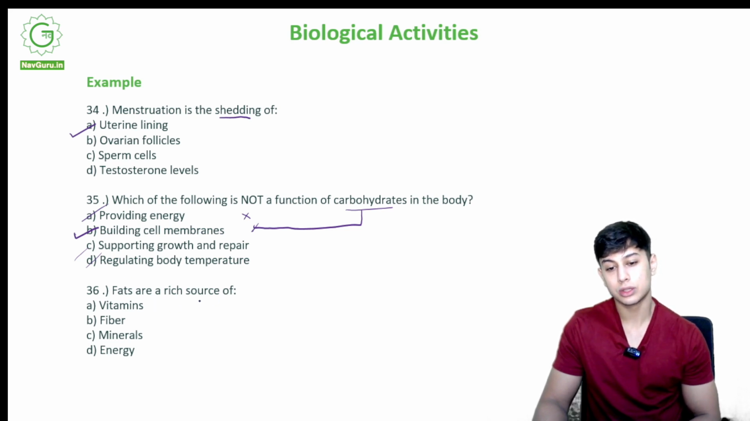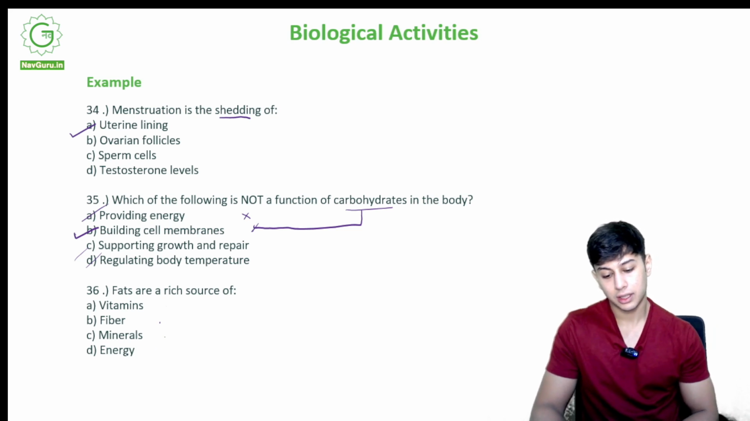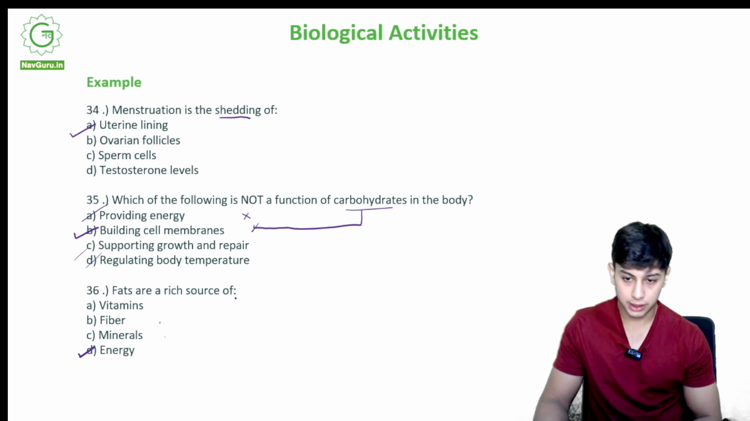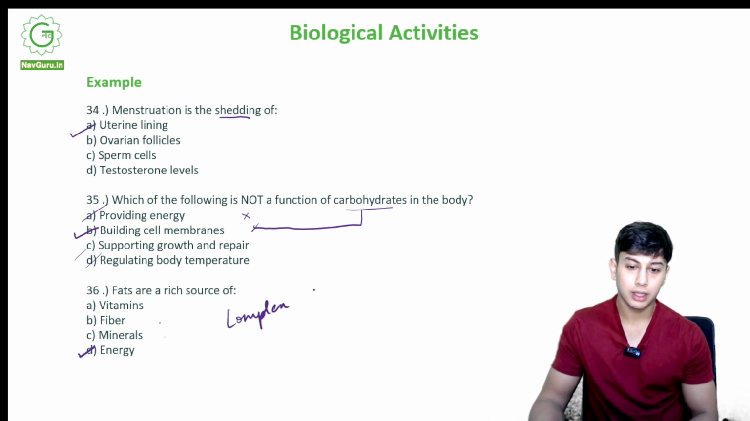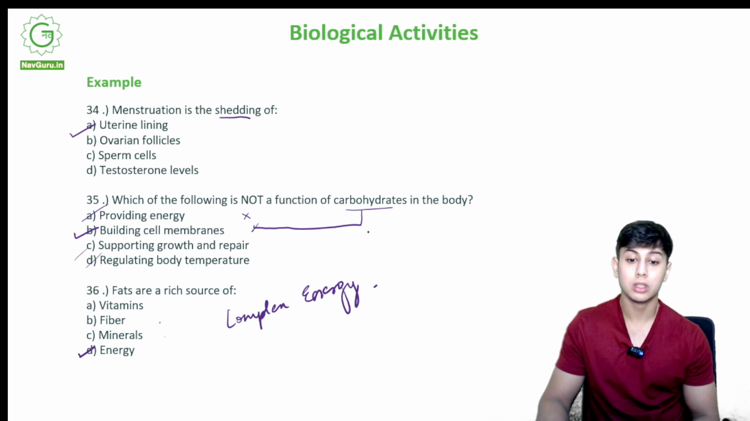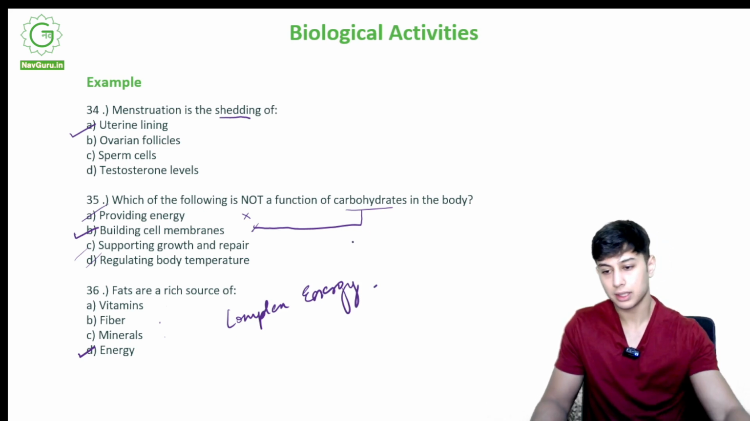Fats are a rich source of vitamins, fiber, minerals, energy. Correct option is option D, energy. We get energy from fats. This is complex energy. All right. It will be burnt after carbohydrates. Carbohydrates are always used first to give energy.